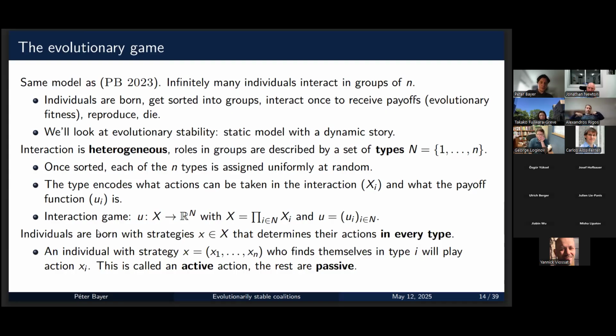Now, the trick is that individuals are born with strategies that determine their action in every possible type that they can be born to. Okay, so you are born with a strategy x1 to xn. Then I assign you to an interaction group. You will be with n minus 1 other players in a group of n. And then you will get a type. You will get type i. Then you will select the ith component of your strategy, and you're going to play that action in that interaction group. I call this the active action and everything else is passive.